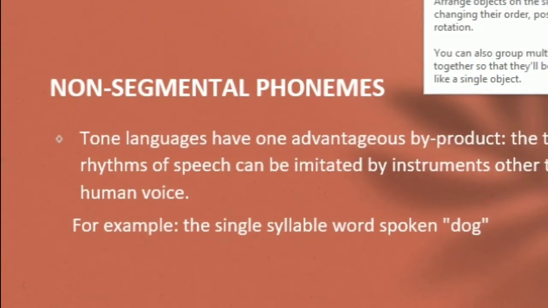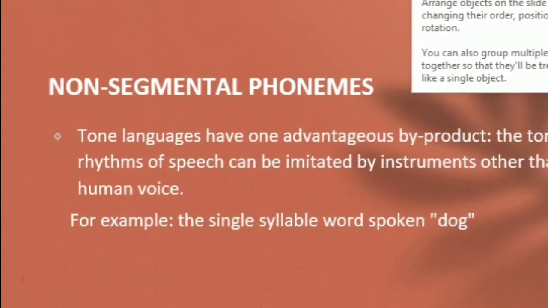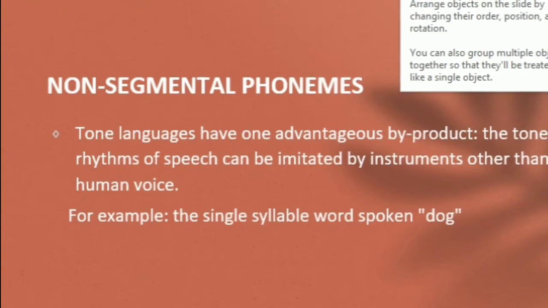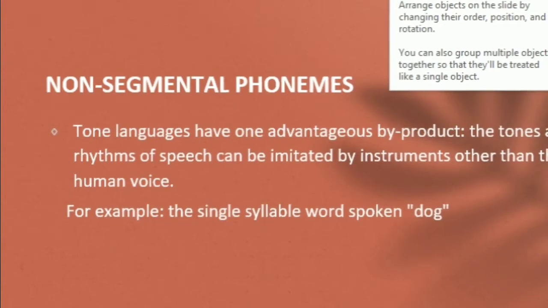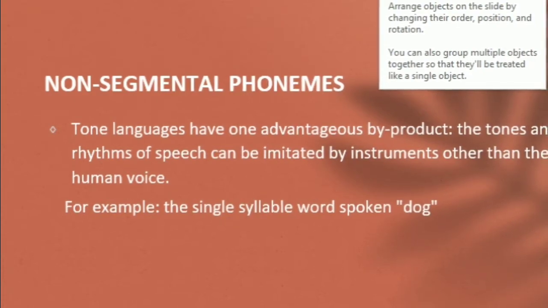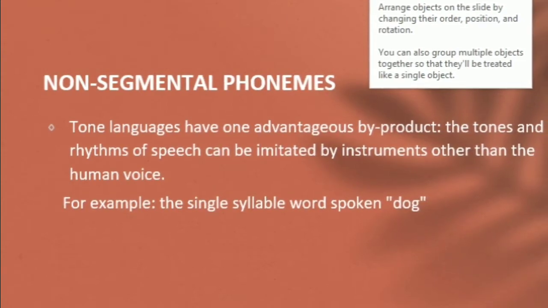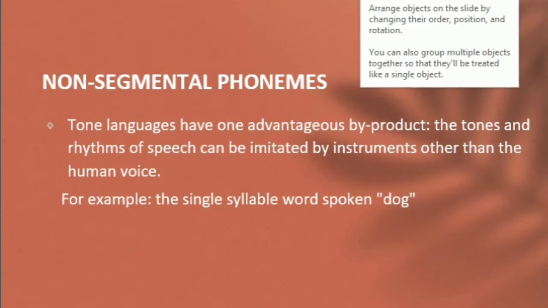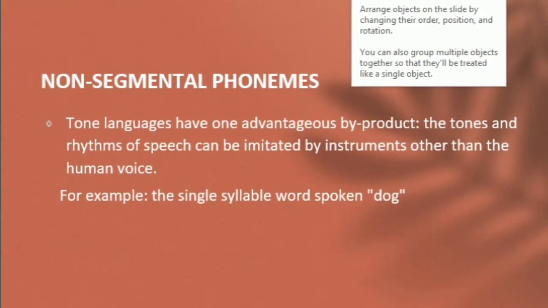Tone languages have one advantageous byproduct. The tones and rhythm of speech can be emitted by instruments other than the human voice. This is the basis of African talking drums, or more accurately, talking gongs, in which the drum beats reproduce the tones and rhythms of the language. However, because the drums are unable to reproduce the segmental phonemes, their messages work in a slightly different way from normal language. A single message may take several minutes to convey, even though it would have taken only a few seconds to give the information verbally.